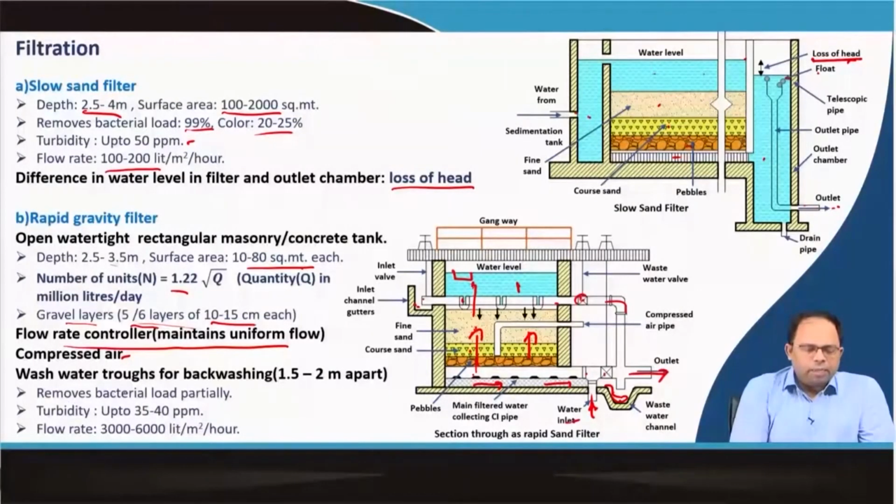So, it removes bacterial load partially, because compared to a slow sand filter, the process is much faster, and obviously the treatment level is lesser. It removes bacterial load partially, turbidity up to 35 to 40 ppm, and flow rate is 3000 to 6000 liter per meter square. So, you can see the flow rate is much higher than the slow sand filter. So, that is the difference between a slow sand filter and a rapid gravity filter.